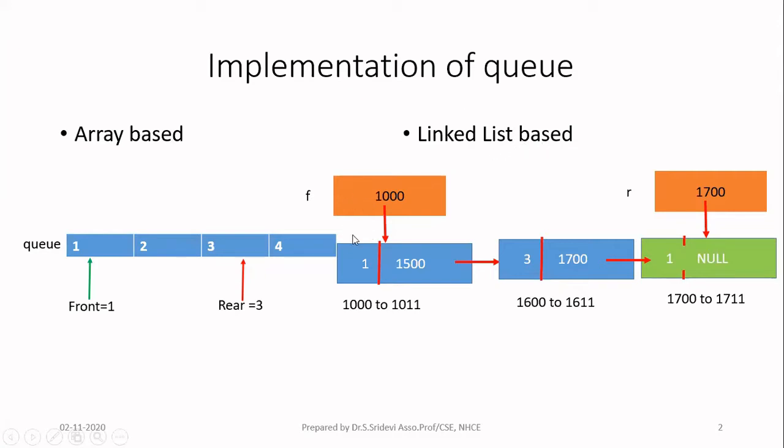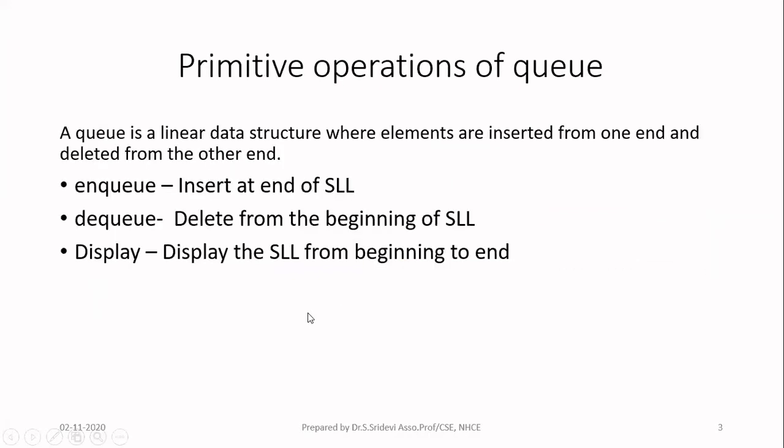So in this, you need to create two pointer variables now. Instead of two integers, you are going to create two pointer variables. One pointer variable is called f, it is representing the front, and another is called rear, it is representing the rear end of the queue. And here, in case of a queue, it is a linear data structure where you can insert the element from one end and you can delete the element from the other end.